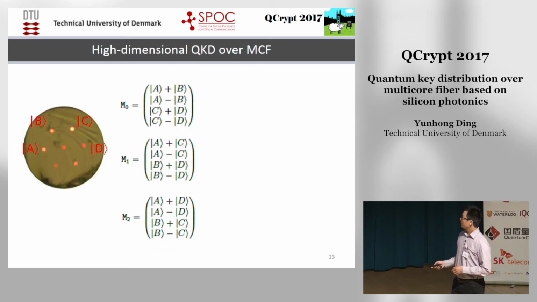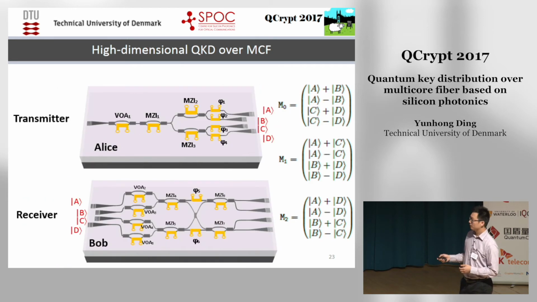And so over multi-core fiber, similarly, if you want to generate high-dimensional quantum states, you need to make a superposition of different cores. Here, by this combination, we can generate 3 mutually unbiased bases. And for the chip implementation, we need this chip layout. Again, this is for decoy states, and then these cascaded Mach-Zehnder interferometers distribute photons to different cores. And on the receiver side, also cascaded Mach-Zehnder interferometers receive in different mutually unbiased bases.